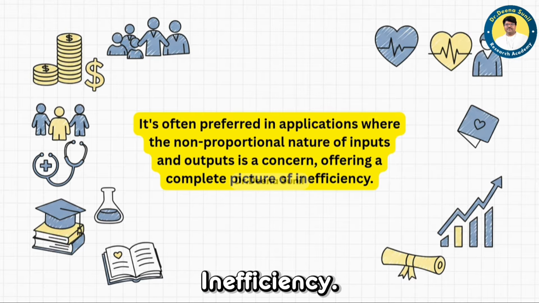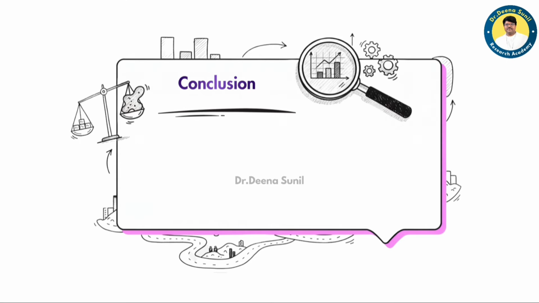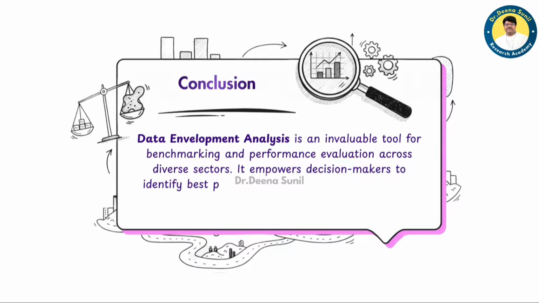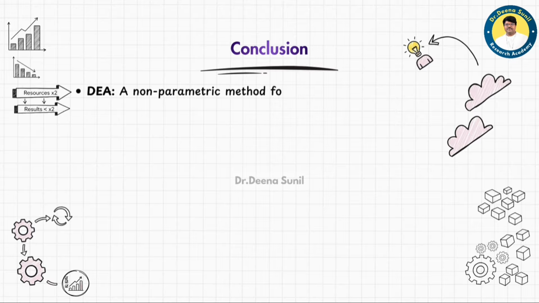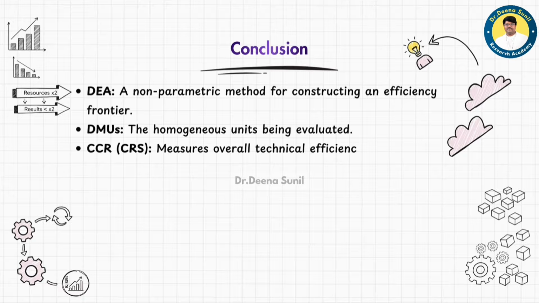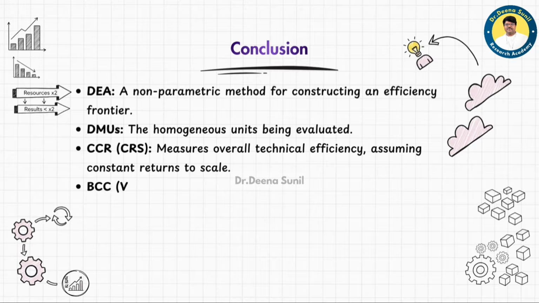complete picture of inefficiency. Conclusion: to summarize, data envelopment analysis is an invaluable tool for benchmarking and performance evaluation across diverse sectors. It empowers decision makers to identify best practice and pinpoint specific areas of improvement. DEA is a non-parametric method for constructing an efficiency frontier. DMUs are the homogeneous units being evaluated.